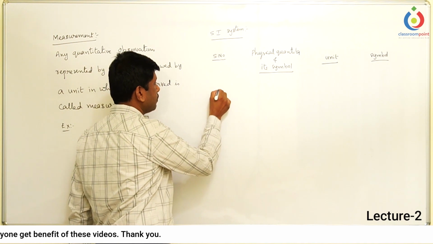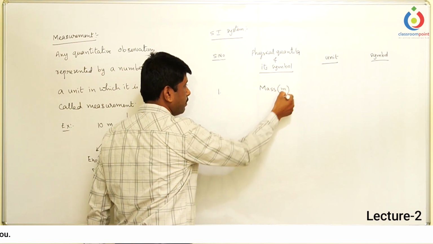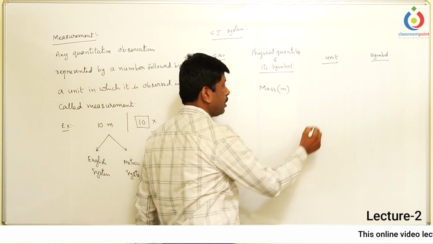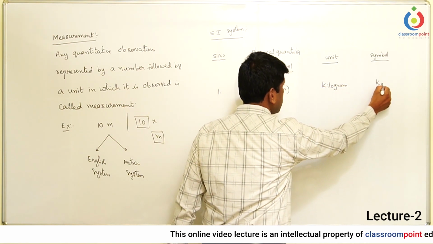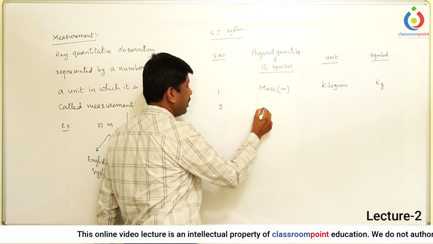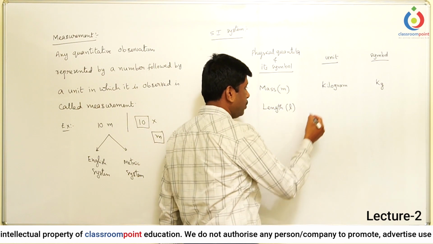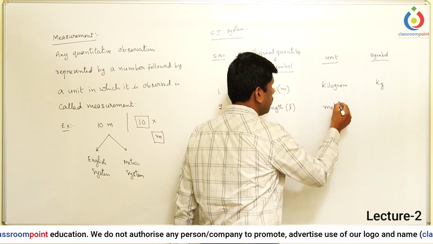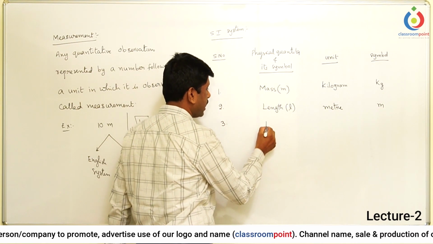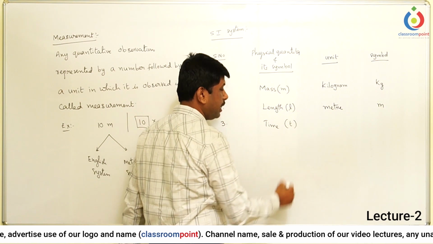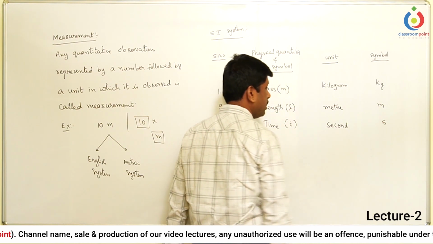So first one is mass. Mass symbol is m, but its SI unit is kilogram. Kilogram symbol is kg. Second one is length, L, and its unit is meter. Its symbol is small m. Third one is time, small t, and its unit is second, and its symbol is s.